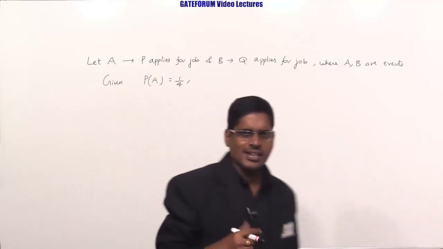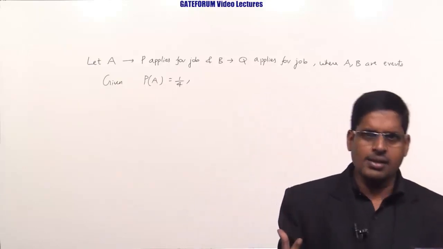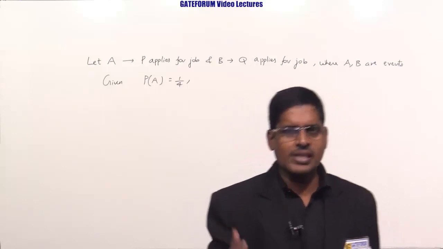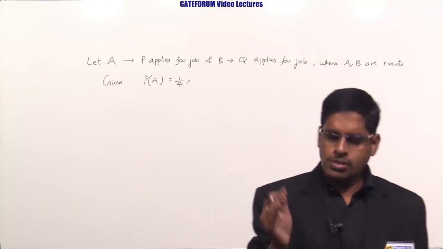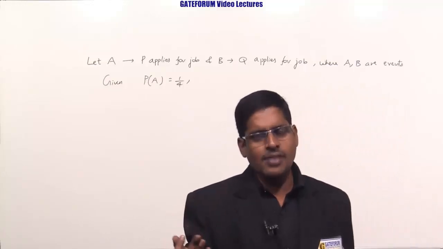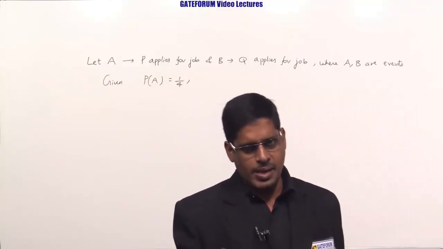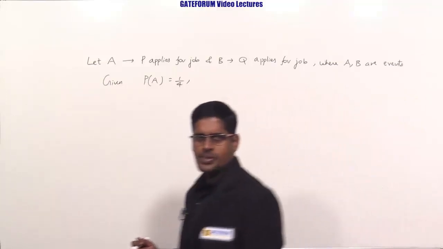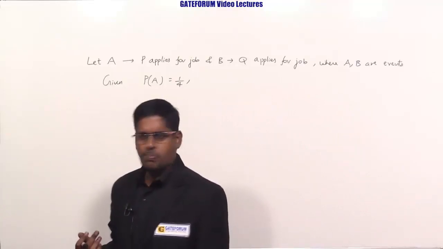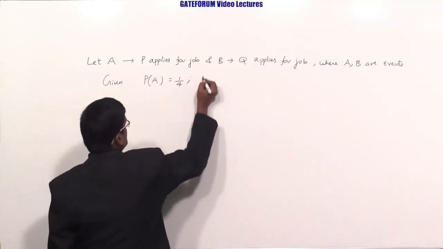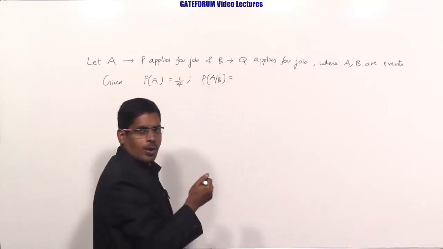So given that means it is a conditional event, that means that event will happen first and the next event will happen second. That means when an event is happened first, that is called given an event happened. So that event is in the denominator. The other event will happen next, that is in the numerator, which looks like conditional event A by B or B by A. Okay, so Q happened first. Now probability for P, that is P of A by B is equal to 1 by 2.